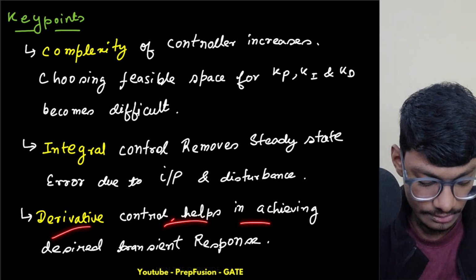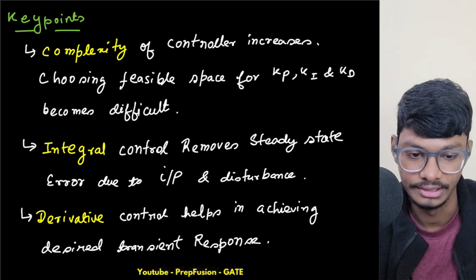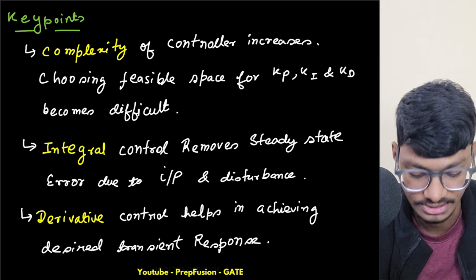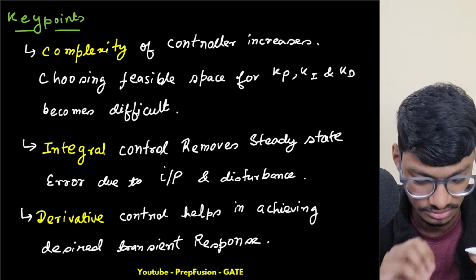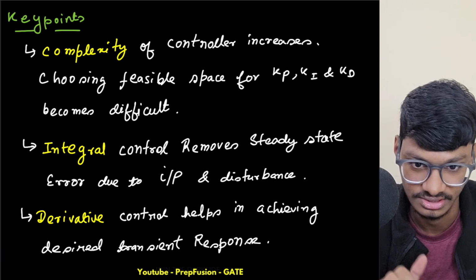So derivative control helps in achieving the desired transient response, and integral control helps achieve the desired steady state response. Okay, so now we are done with the PID controller. We don't have to analyze this much. Very simple only. Now we'll do a few questions.